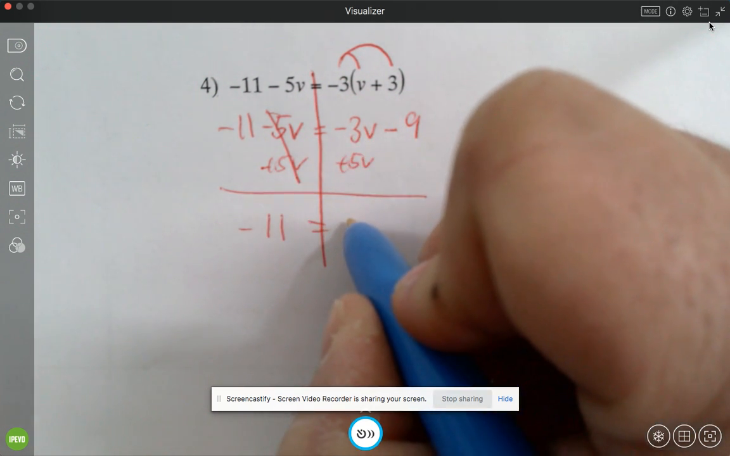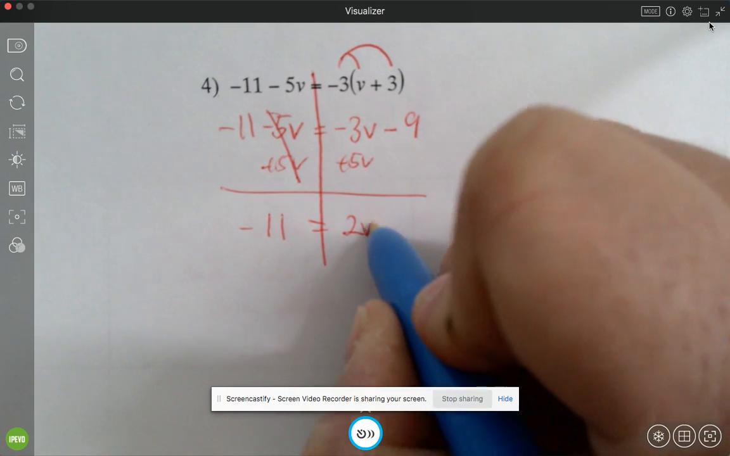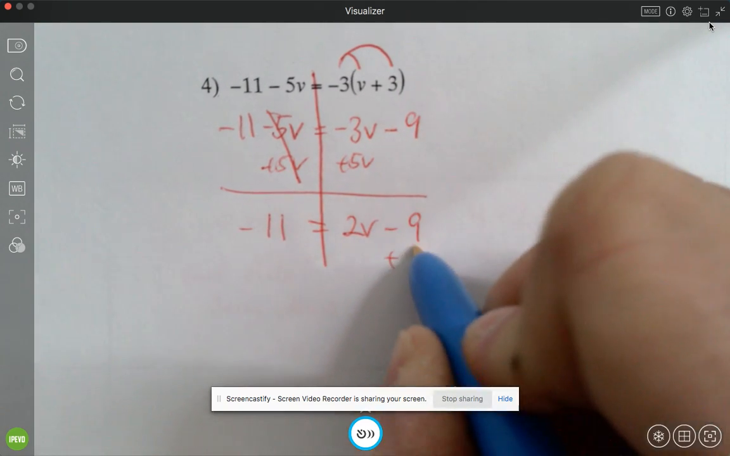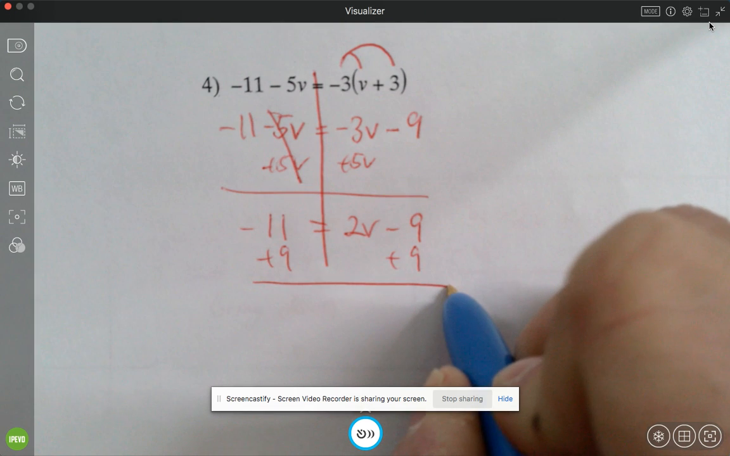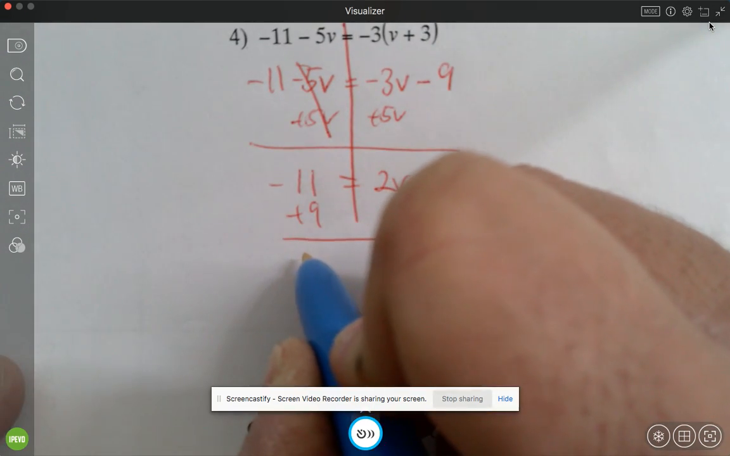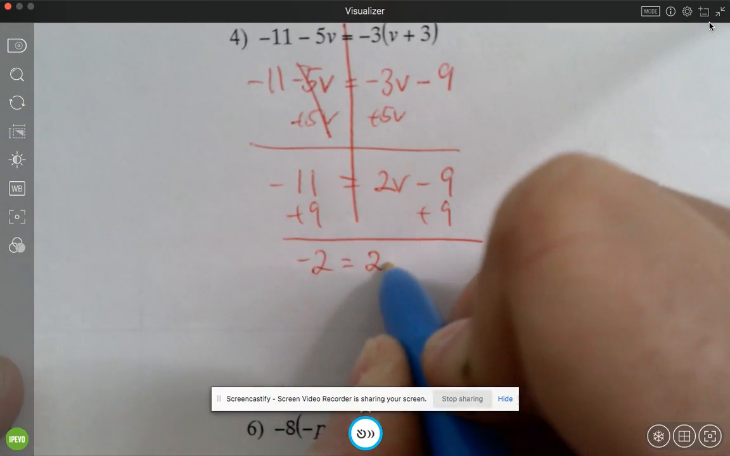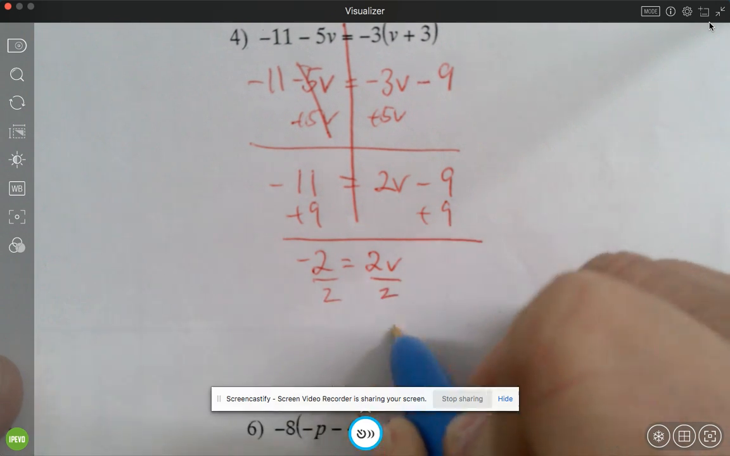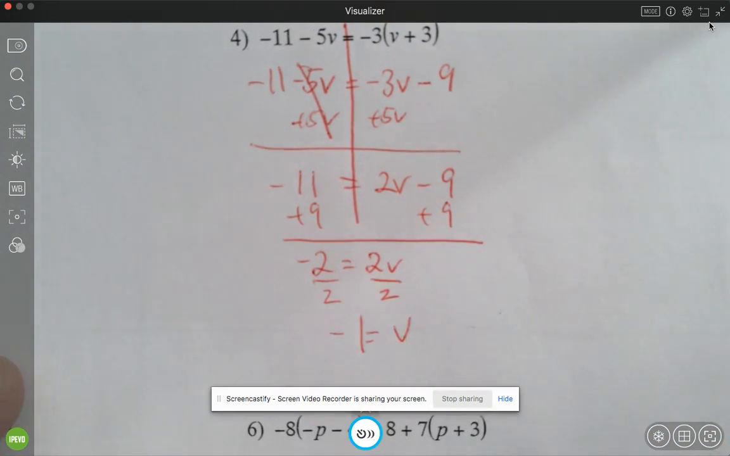So that would be +2v minus 9. Then plus 9 plus 9. I think this is going to work. I get -2 equals 2v. Divided by 2, v equals -1.